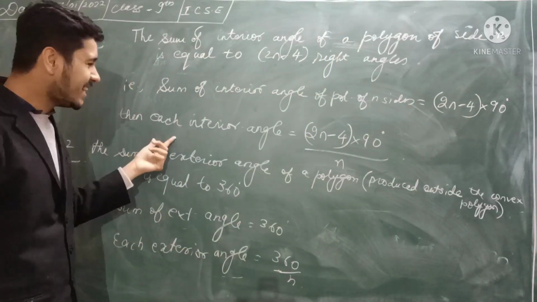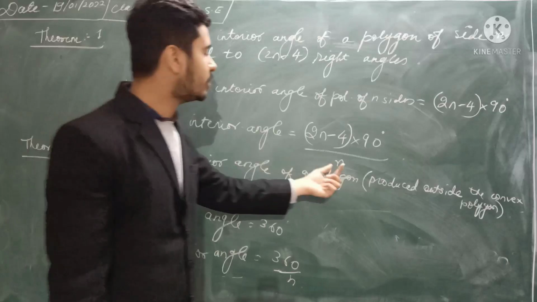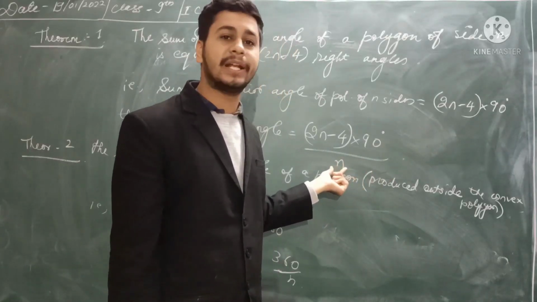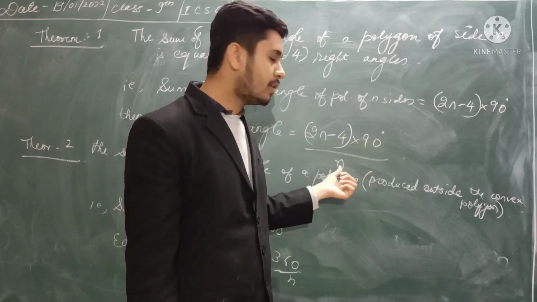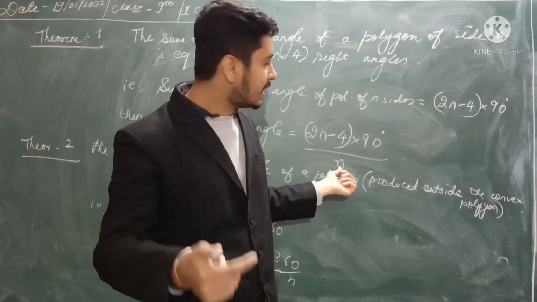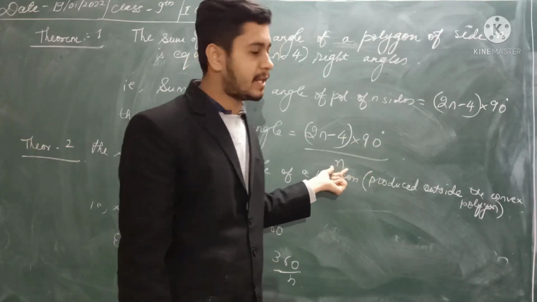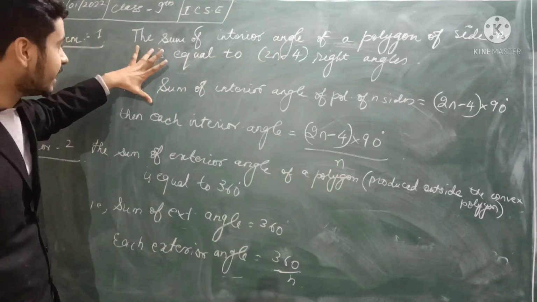If you want to find each interior angle, then you need to divide this formula by the number of sides. That is (2n minus 4) into 90, and for each angle we divide it by the number of sides, so by n. This is for the interior case.